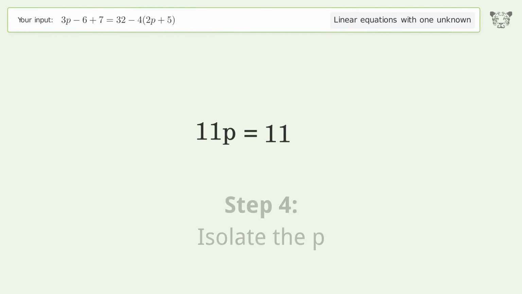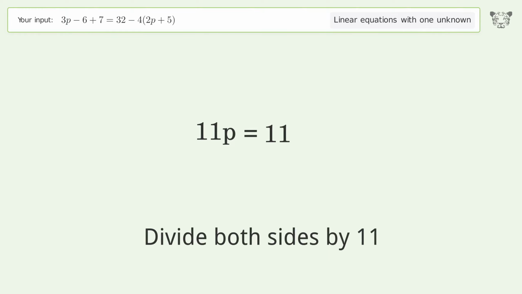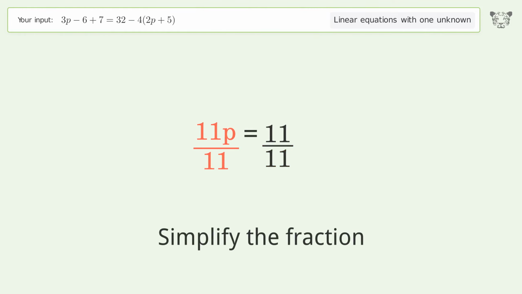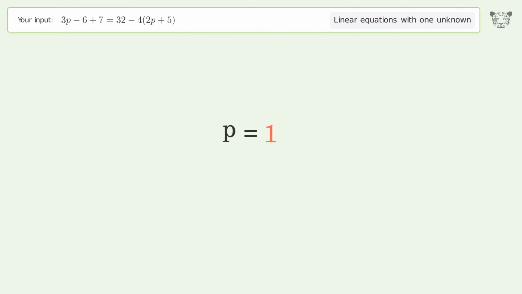Isolate the p. Divide both sides by 11. Simplify the fraction. And so the final result is p equals 1.